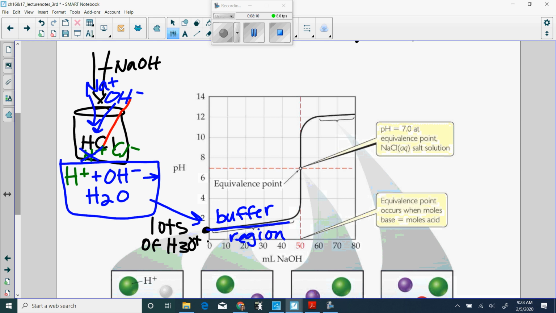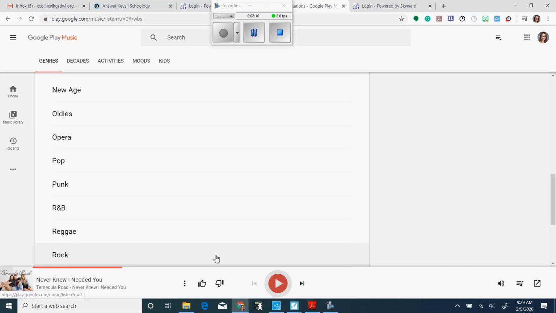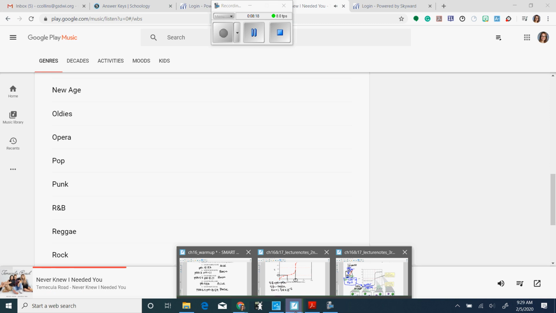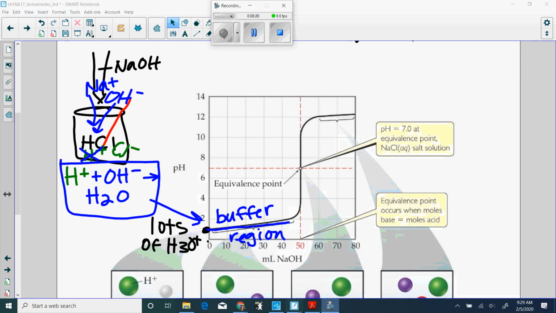Okay, when the music starts, talk about what's in the burette, what's in the beaker, what the pH probe reads, and the story of the buffer region. Ready, go. Gold star.